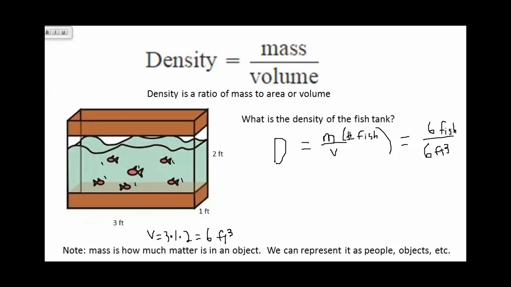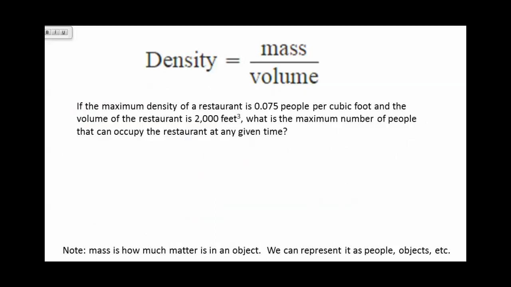And then of course with density we can go the other way as well. So we can be given a density and need to find out something about a problem. So here we're given this restaurant. We're told what the density can be, the maximum. They also give us the volume of the restaurant, and they want us to figure out how many people can be in there. So again, I take my formula. Density equals mass over volume. I know my density. They told me 0.075. I don't know my mass. That's what I'm trying to figure out, how many people are in there.